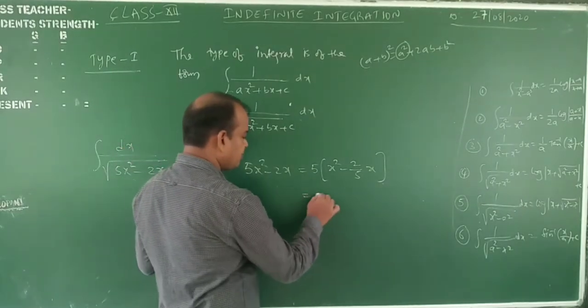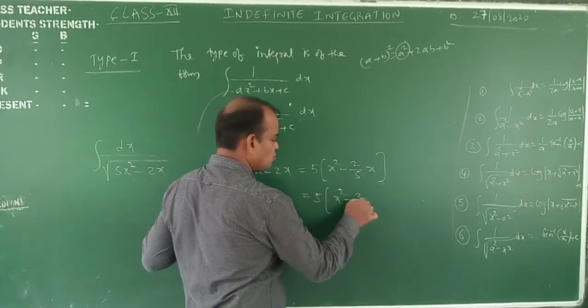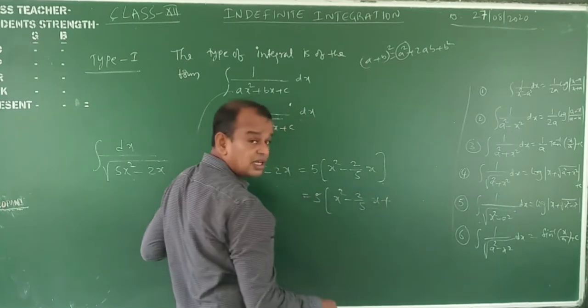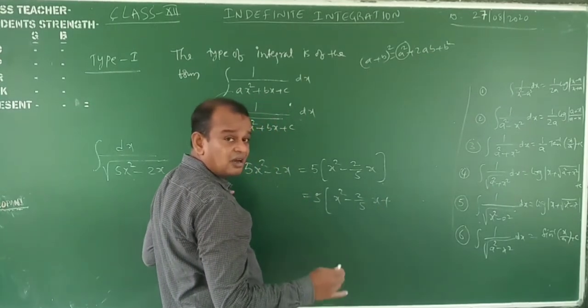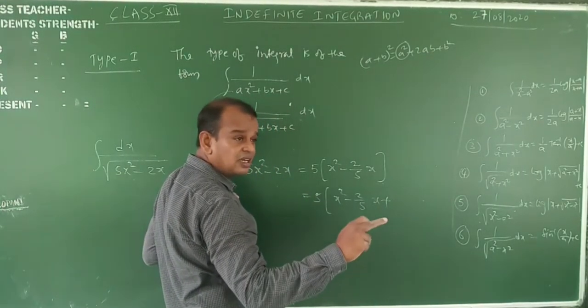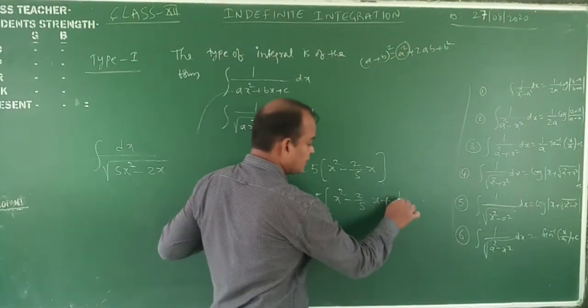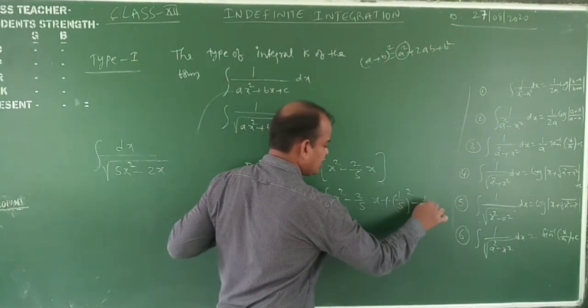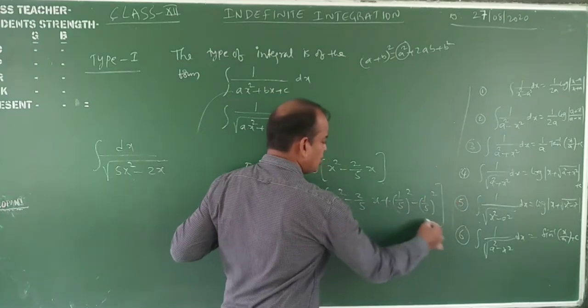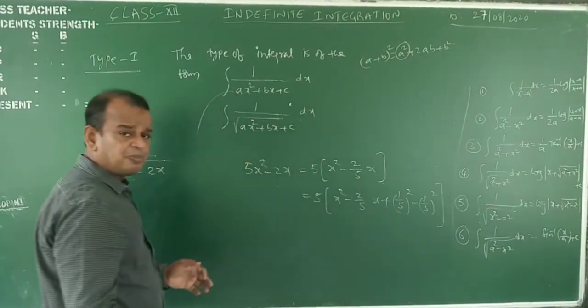Next step: 5 into x square minus 2 by 5x plus... what is the x coefficient? 2 by 5. Half of the x coefficient is 1 by 5. Squaring, adding and subtracting: 1 by 5 whole square minus 1 by 5 whole square. In this one there is no constant, otherwise we would apply the formula.